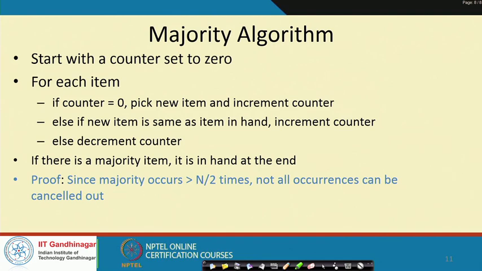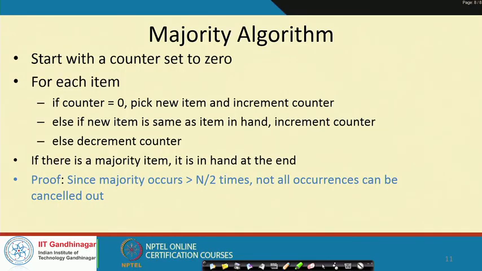Think of when we are dropping a majority item, when we throw away an item. If the counter value is 0, we are dropping the item that we have in hand and we pick up the new item. If I decrement the counter, that is the same as dropping one copy of the item. So now, how many times can you drop a majority item?